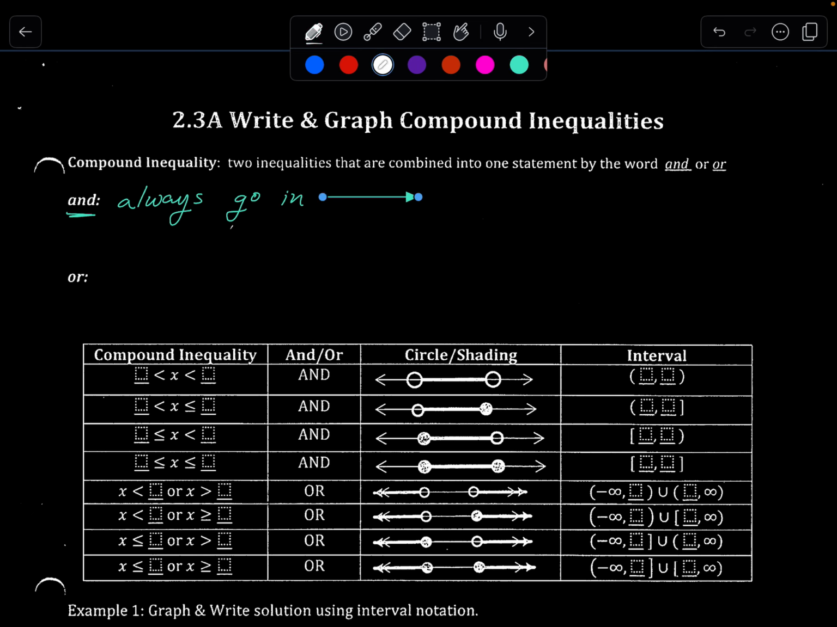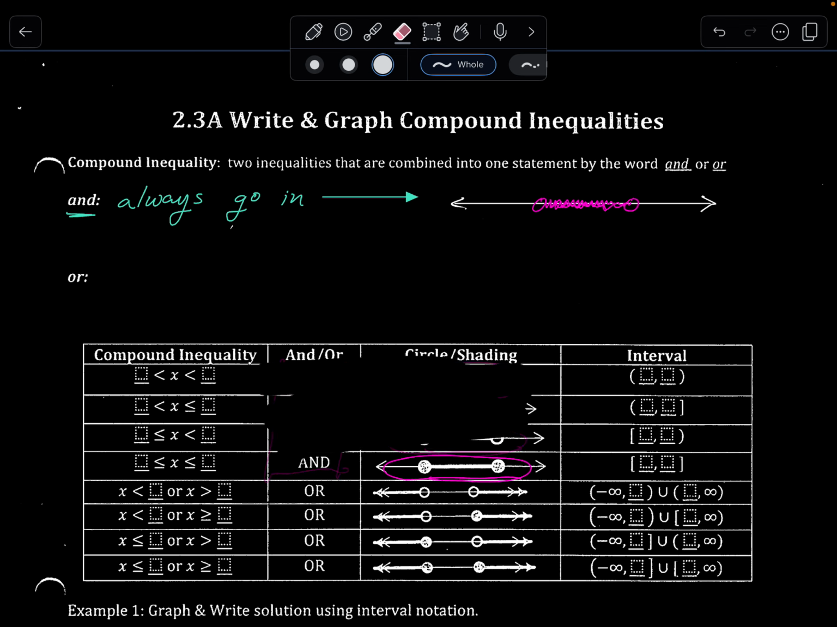Say I have a number line written out. Looks like this. I'm going to have two dots on here, one here, one here. They can be filled or whatever. But an "and" is always going to have it shaded here in the middle. Always. You can see that down here at the bottom. These are our "and" ones, and you can all see that this is going in, going in, going in, going in.